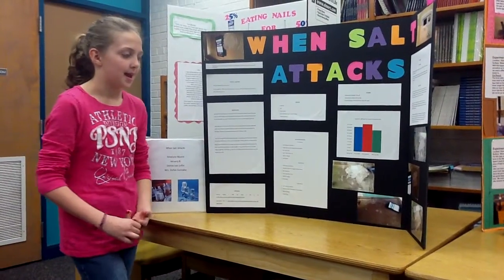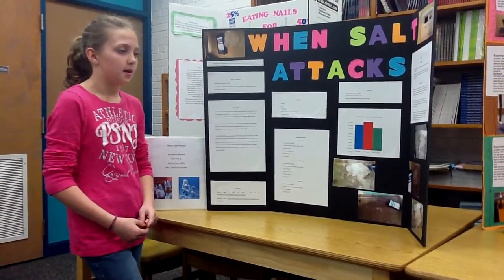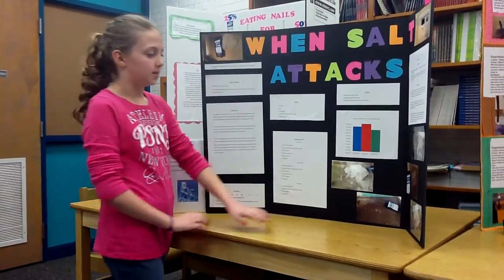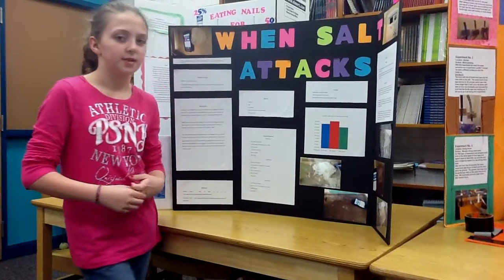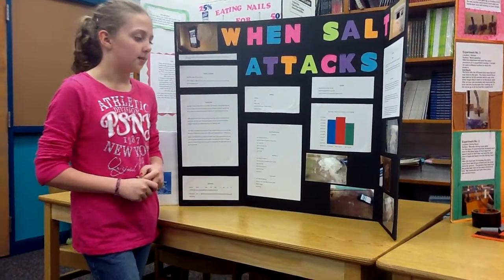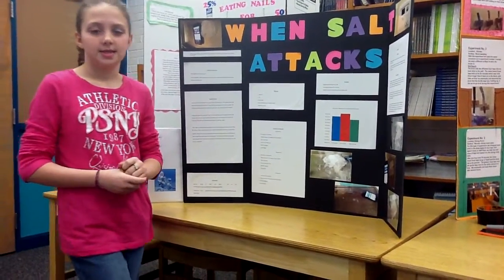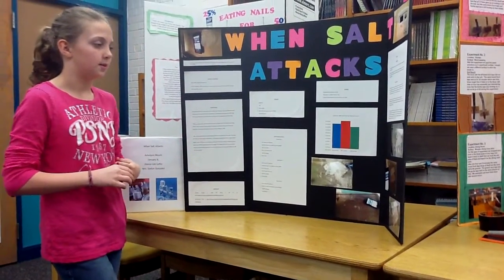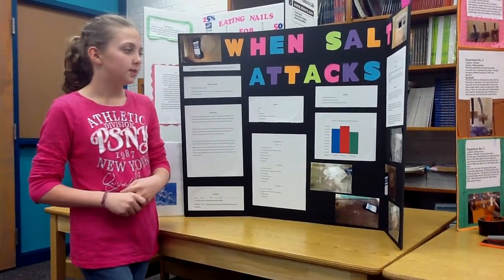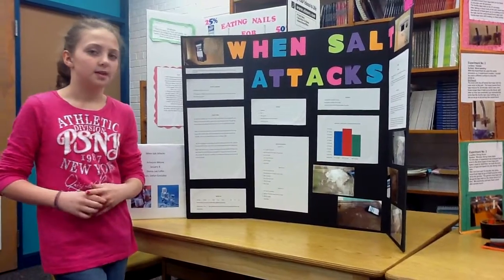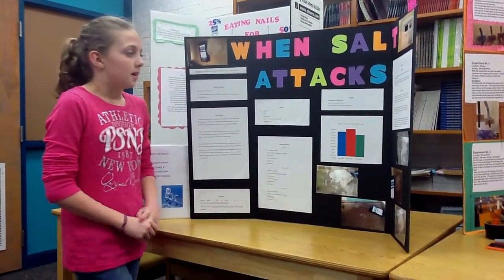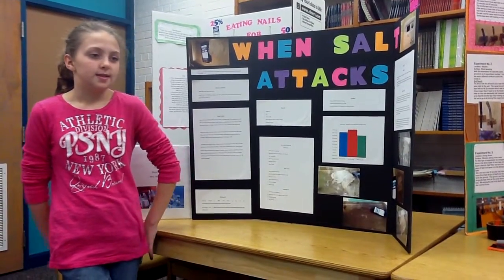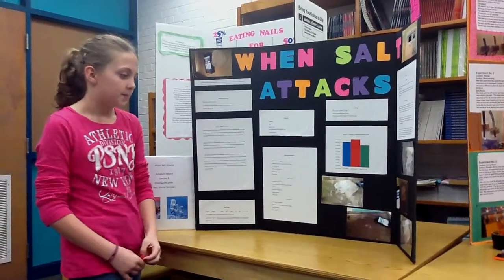I had a stopwatch, and I would take the ice and pour the salt on the ice, and then I would start the timer and see how long it took for the ice to melt. My variables: the independent variable is the salt, the dependent variable is the ice cube, and the controlled variable is that the temperature always stays the same.